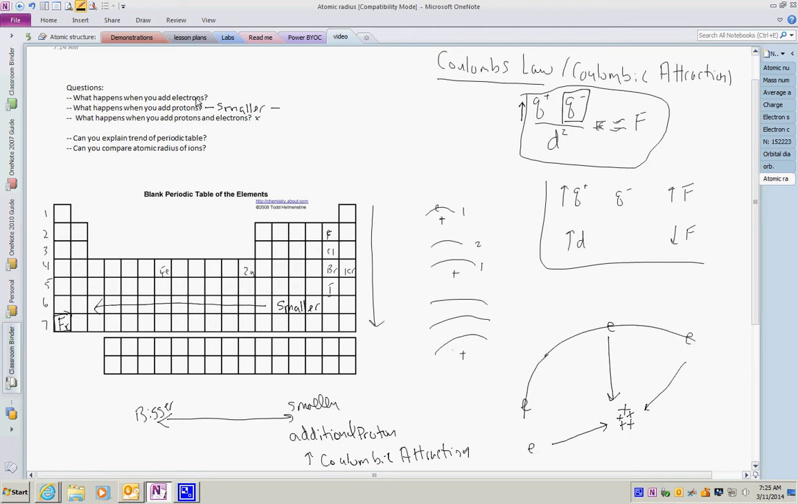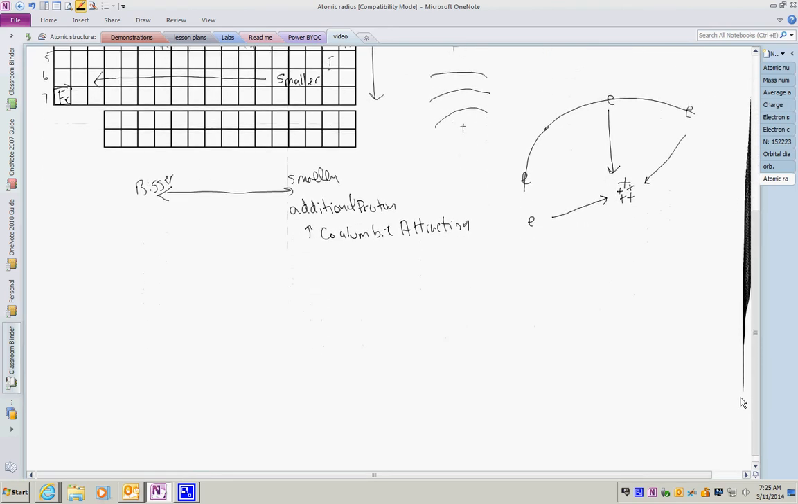What happens if you add electrons? Just adding an electron, it is going to get bigger. And the reason why, I'll put this right here, so this is: add protons, you will get smaller. Add simply electrons, and you will get bigger.